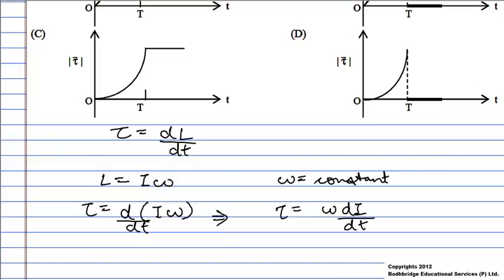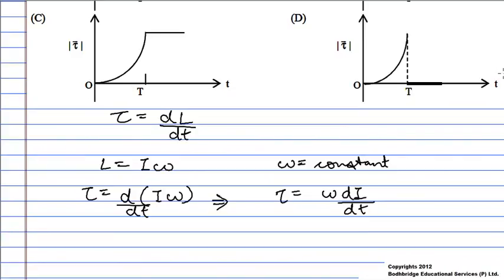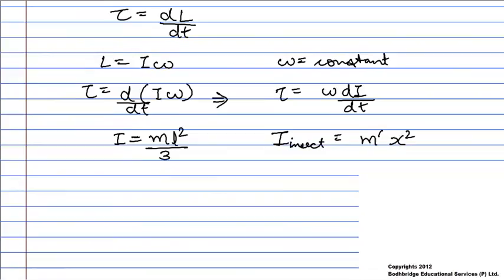Let us now evaluate the moment of inertia of the system. The moment of inertia for the rod about one end point is given by mL square by 3, where m is the mass of the rod and L is the length of the rod. Also, the moment of inertia of the insect is given by m dash x square, where m dash is the mass of the insect and x is the distance of the insect from the point O at any time t. Here, we have considered the insect as a point object. So, the moment of inertia of the entire system is given by mL square by 3 plus m dash x square.